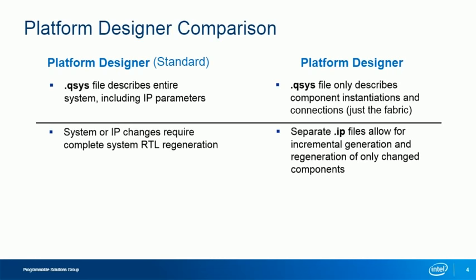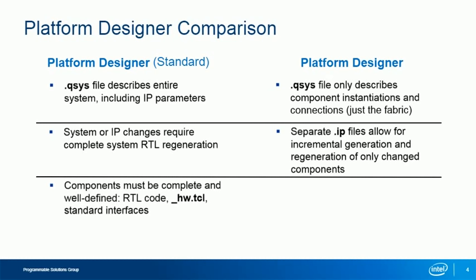In the Standard Edition, every component in the system must be complete and well-defined. Otherwise, the system can't be generated. This includes complete RTL code, completely defined standard interfaces, and hardware.tcl files, which are especially required for custom components.